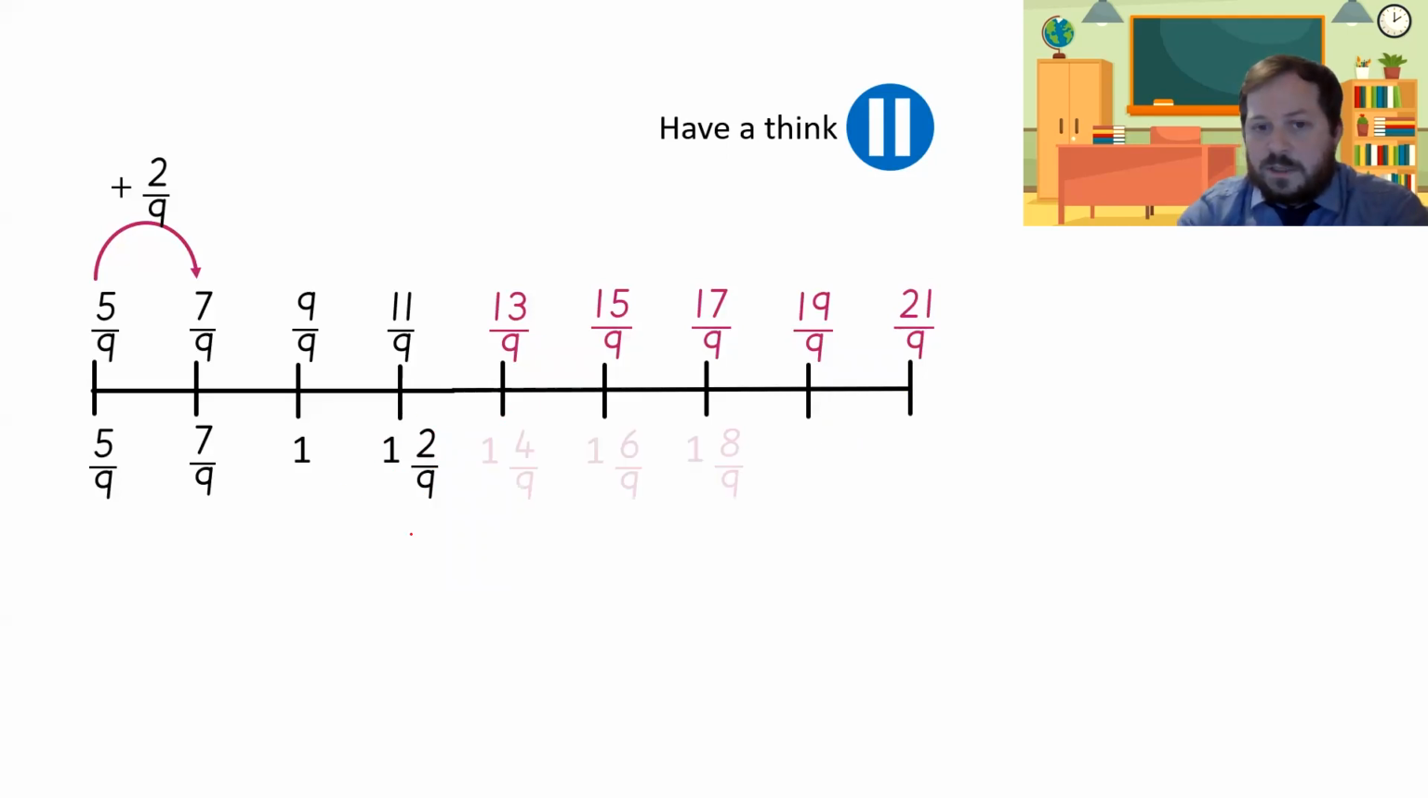So 1 and 2 ninths, then you get 1 and 4 ninths, 1 and 6 ninths, 1 and 8 ninths. You can see you're adding 2 again. Now, the next one is an interesting one, because 18 ninths would be 2, but we're adding 2, or 9 ninths would be 2. We're adding an additional 1. So actually, it would be 1 and 10 ninths, but we know that 9 of those 10 ninths is another 1 whole. So it actually becomes 2 and 1 ninth.